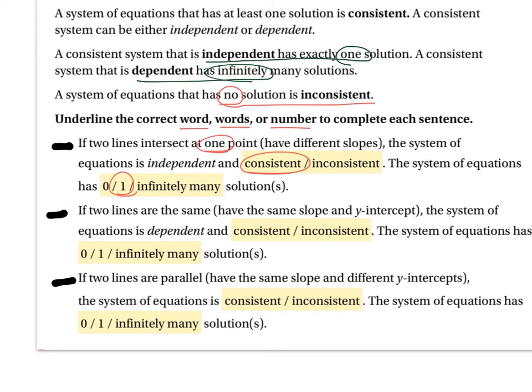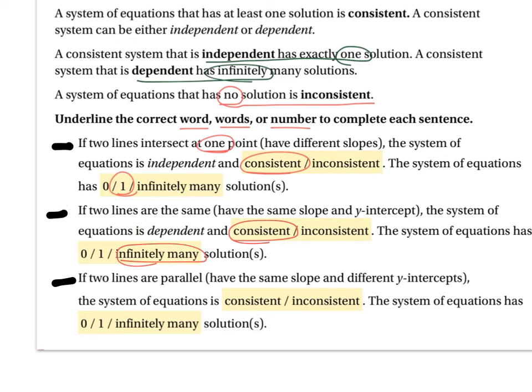If two lines are the exact same lines, so they have the same slope and same y-intercept, that means they're the same line. The system of equations is dependent. Well, if it's dependent, it's still consistent. And the system of equations has infinitely many solutions. Since they're the same line, all of the points will solve both equations.